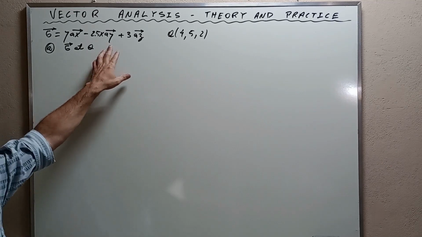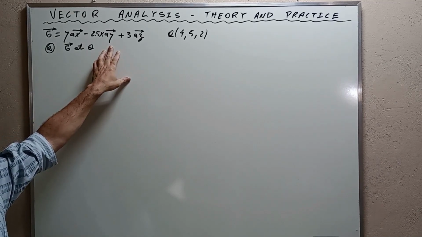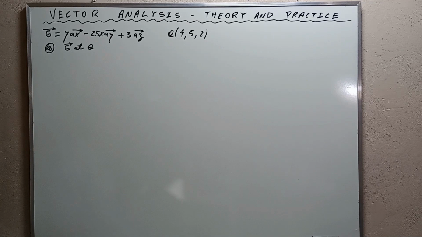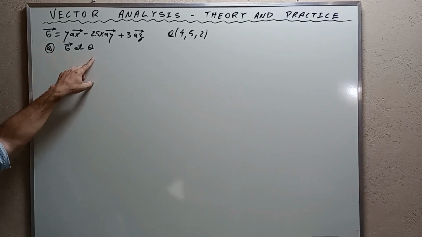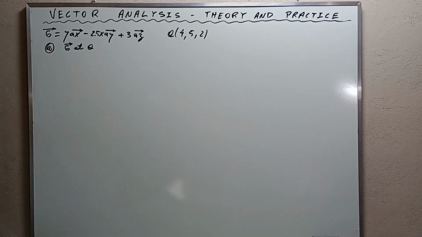This is a vector field, any kind of vector field. It could be a magnetic field, for example, or an electric field. It is described by this vector equation here. We want to find the G at Q. How do we do it? We simply substitute the coordinates of point Q into the expression of the vector field.